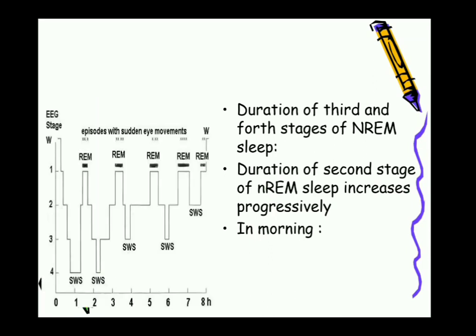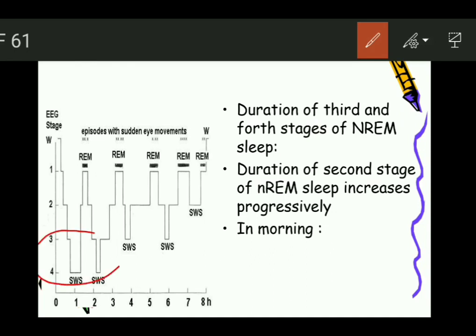The duration of the third and fourth stages of NREM sleep is maximum in the first cycle. You can see here, third and fourth stages are maximum in the first and second cycles, and then they decrease progressively. You can see the slope is like this, then upward, then like this. So the third and fourth stages may be absent in the remaining sleep cycles, and the duration of the second stage of NREM sleep increases progressively. And in the morning the individual periodically awakens during later sleep cycles.